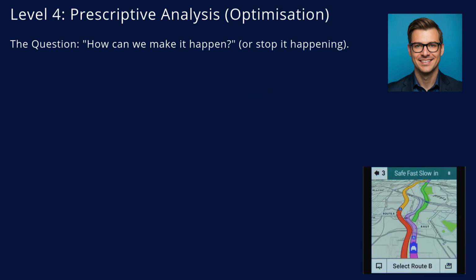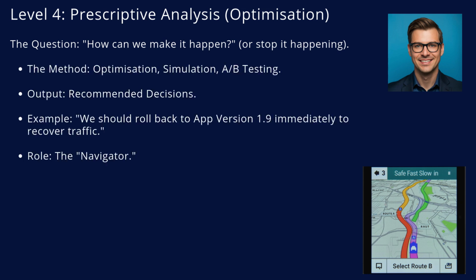Finally, the summit, prescriptive analysis. The question is, how can we make it happen, or what should we do? This involves optimization and decision support. You don't just say, we will lose users. You say, to stop this loss, we should roll back to app version 1.9 immediately. This will recover 90% of the traffic. This is the highest level of S49. You are using data to prescribe a specific course of action to solve a business problem.